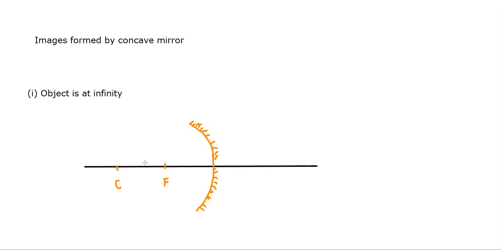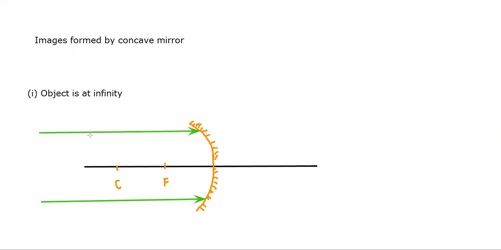Now the case is: the object is at infinity. Very far away there is an object and you have to show its image formed by this concave mirror. For objects at infinity, the rays will be coming from a very far distance. I will take parallel rays coming at this. Now when they strike the mirror, what will happen? They will get reflected, and every ray which is parallel to the principal axis passes through the focus after reflection.